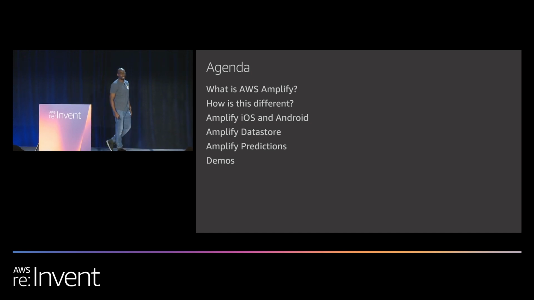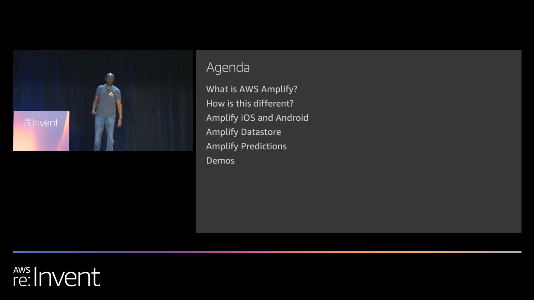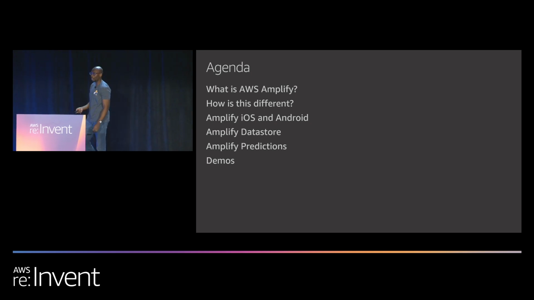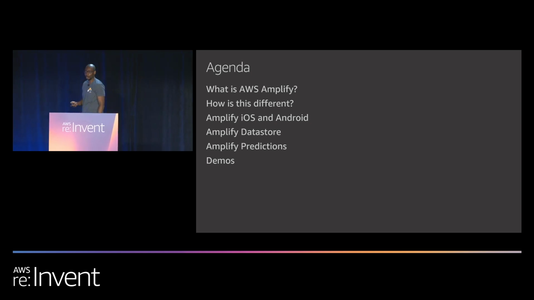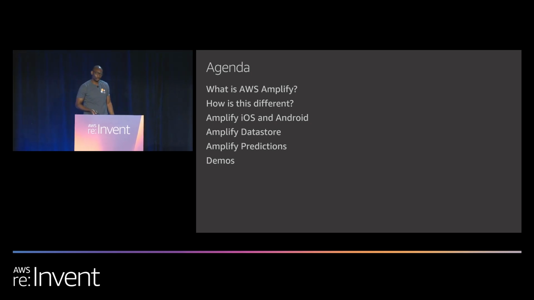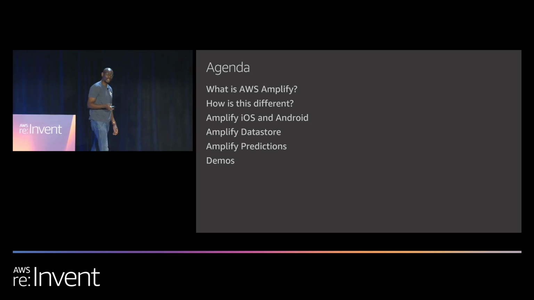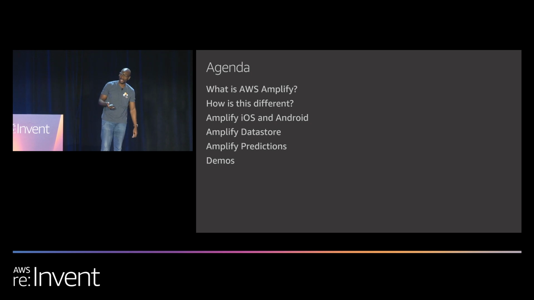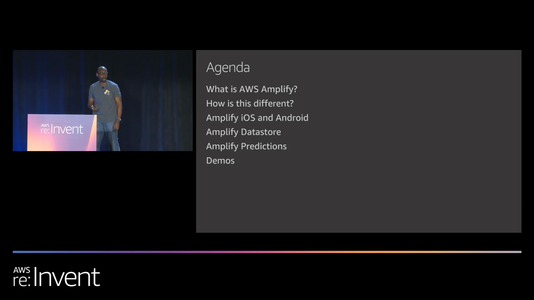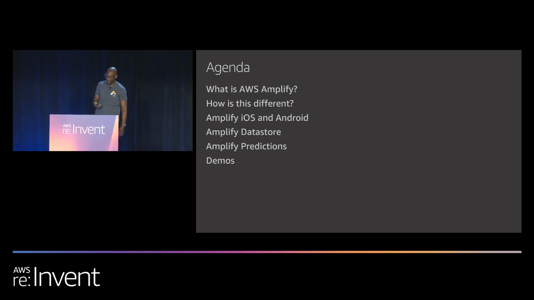Things that we want to cover today are: what is Amplify, right? We want to talk about what it does, how it's different from other technologies, other libraries, other SDKs that you may have used out there. We want to look at what we announced this week around Amplify for iOS and Android, talk a little bit about the DataStore functionality that we also introduced, look at predictions, and of course, it wouldn't be a good session if we didn't have demos, so we'll do a little bit of that.